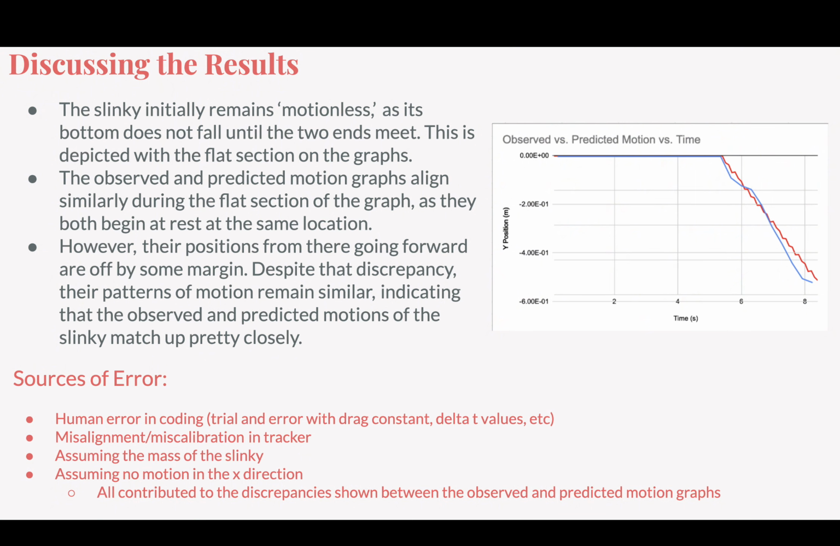There are a few sources of error for this lab which can explain why the 2 graphs don't exactly line up throughout the fall portion. So there is obviously human error. That could be through coding, trial and error with the drag constant, delta t values, etc. There could have been misalignment and miscalibration in Tracker and the tracking points. I assumed the mass of the slinky, so if the mass wasn't exactly accurate, that could have affected the actual motion of the slinky. And the same thing with the Google search for the man's height, it could have been inaccurate. Also, assuming there was no motion in the x direction. So again, all these errors contributed to the discrepancies shown between the observed and predicted motion graphs.